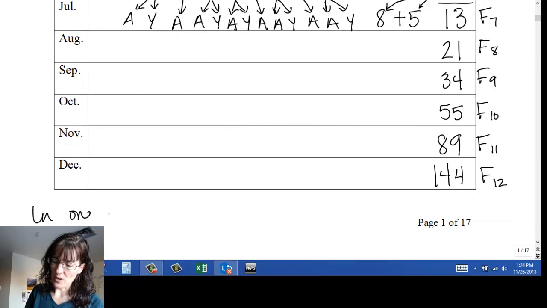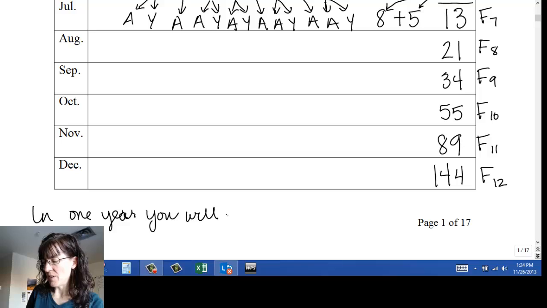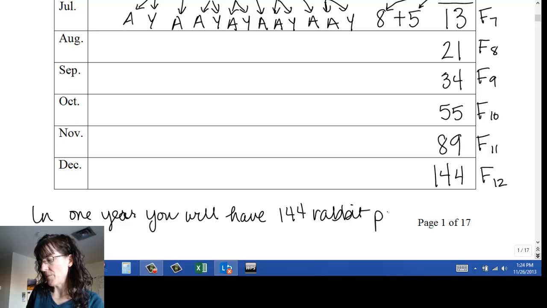In 1 year, you will have 144 rabbit pairs.